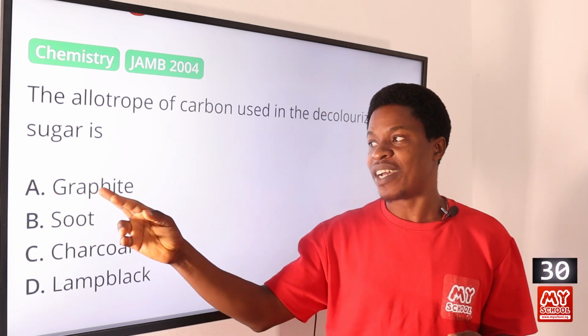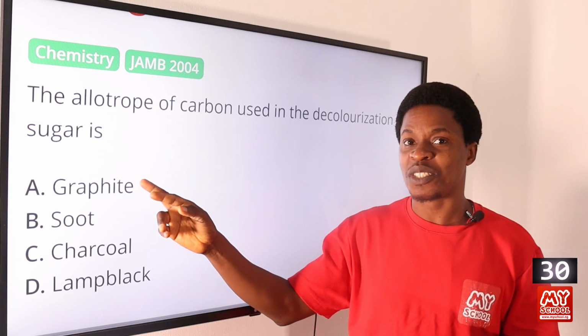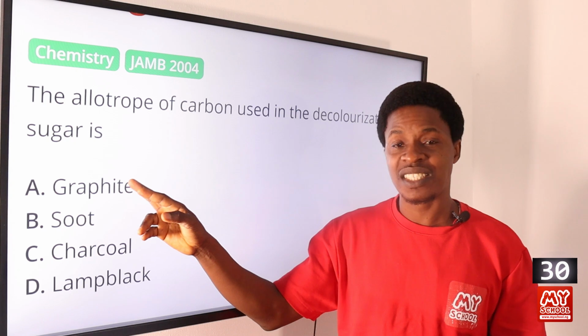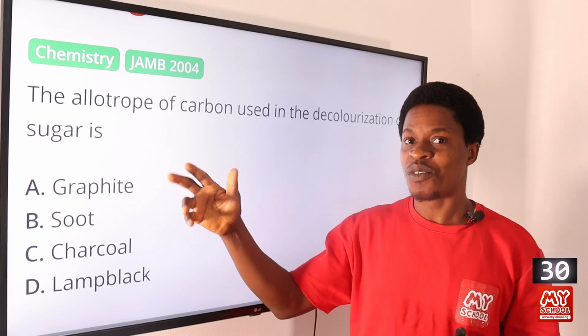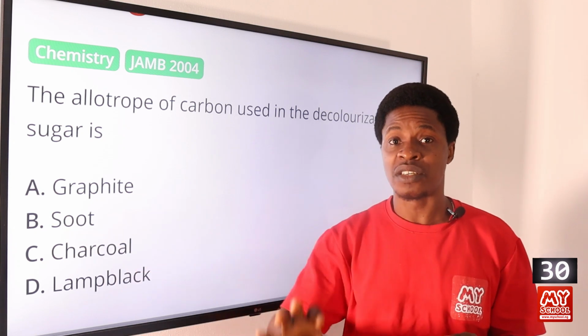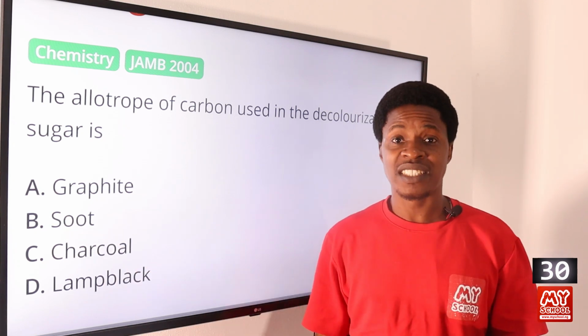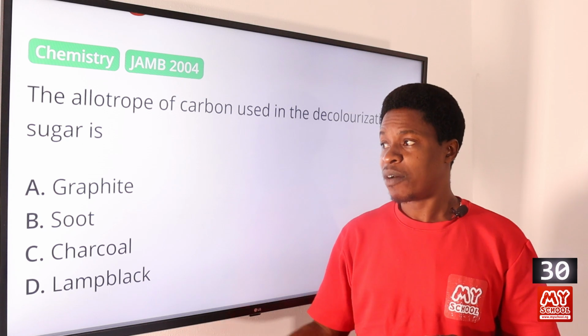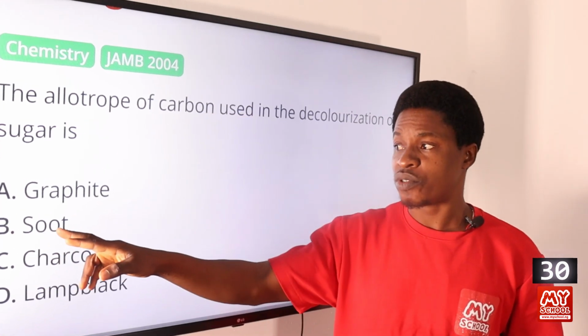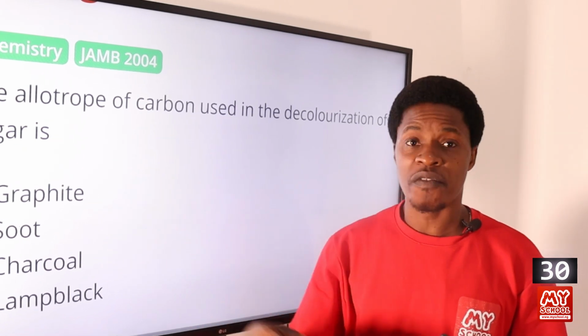Option A says graphite. Don't get tempted because you know this one is an allotrope of carbon that we know. This is not used in decolorization of sugar. What graphite is used for actually is as a lubricant, lubricating oil in manufacturing, because it can also conduct electricity and so on and so forth. So option B says soot. Soot is not an allotrope of carbon.